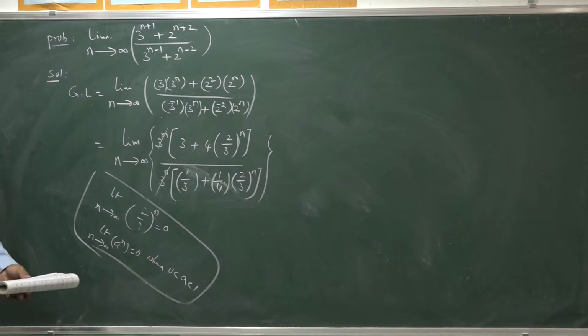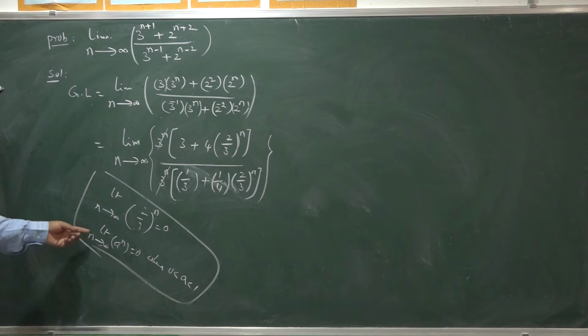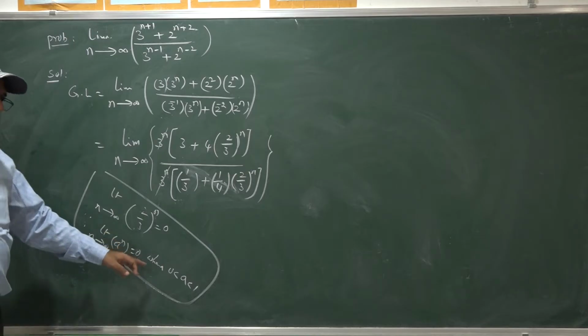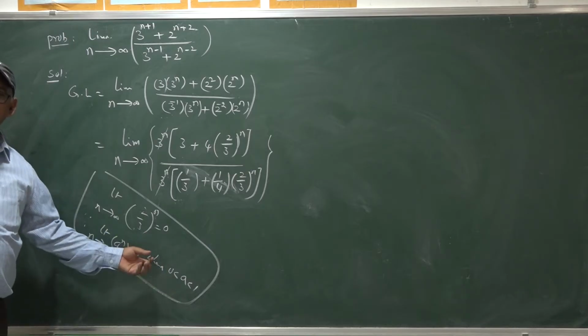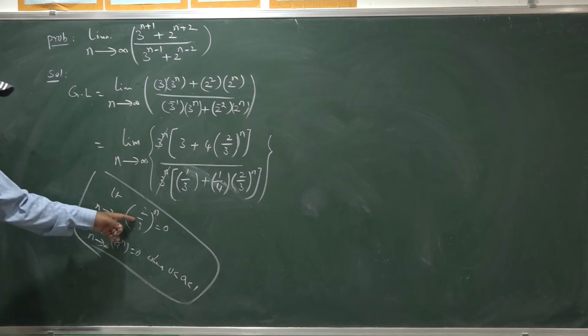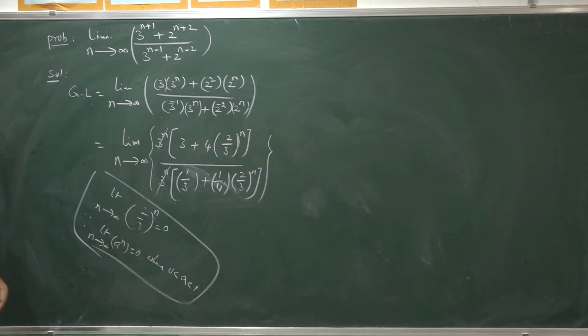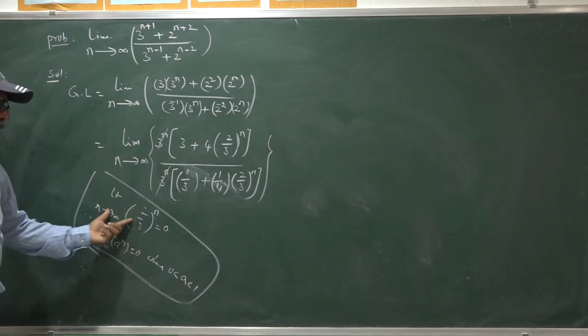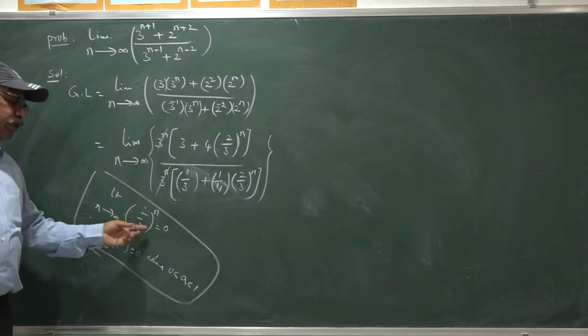Limit as n goes to infinity, (2/3)^n is 0, since the limit as n goes to infinity of a^n is 0, where a lies between 0 and 1. Because a value between 0 and 1, when its power increases enormously, ultimately reduces to 0, nearing 0.